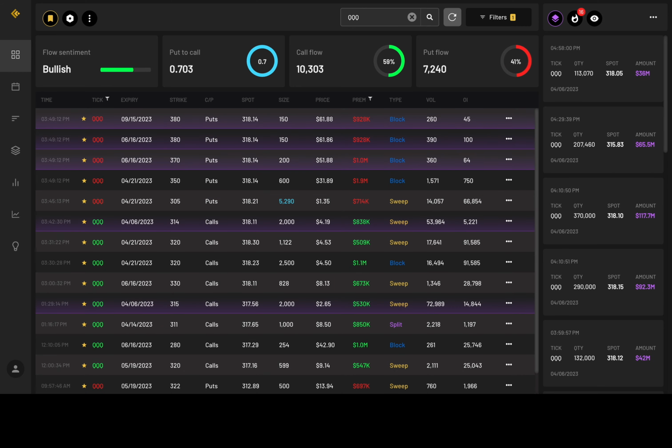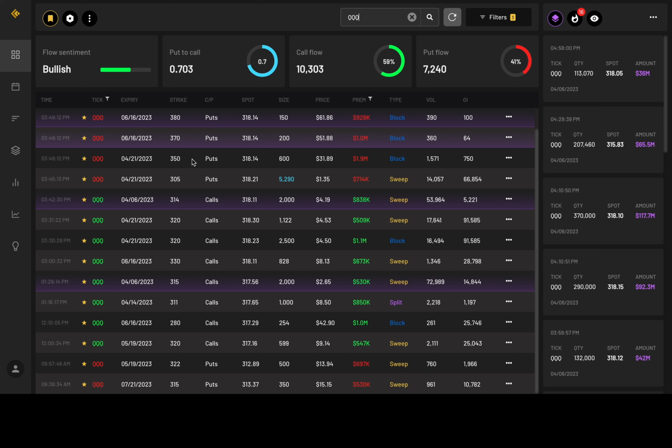QQQ, 59% in the calls. That's different from the SPY. Nothing that really sticks out. Seeing a lot of block orders that came in at the end of the day. Mostly puts. Very, very in the money puts. And expiration days pretty far out. Okay, some safe plays.